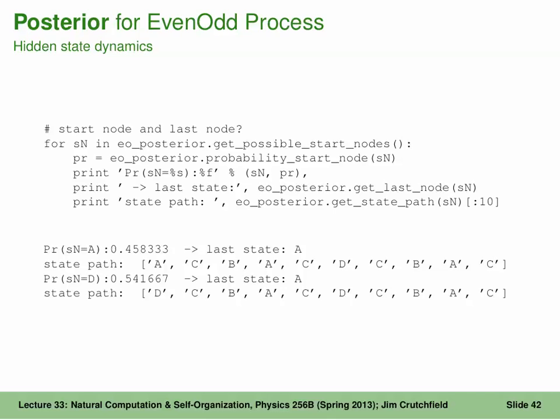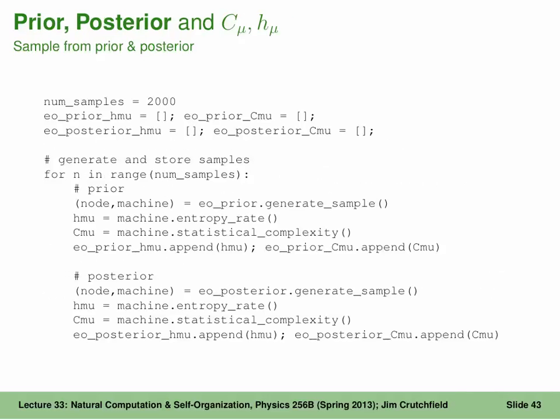But in each case, for the posterior, we've ruled out state B, we've ruled out state C, and we have state A and state D as possible, and we can infer transition probabilities and all these things from them.